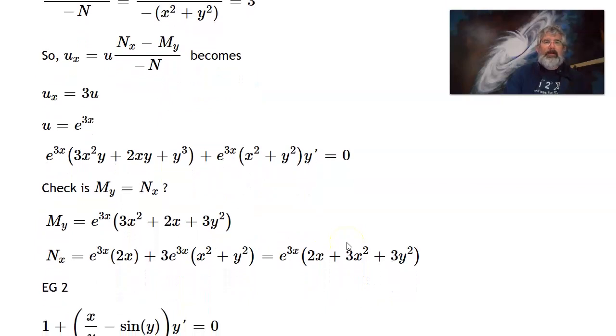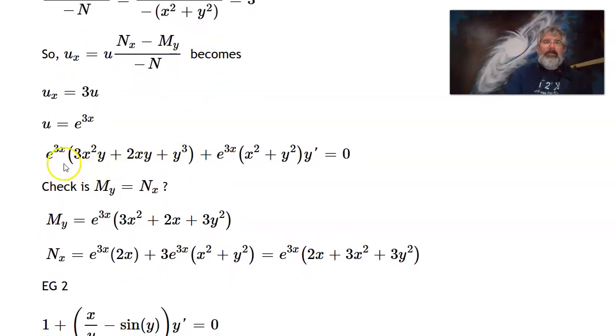We can check. Take the partial derivative of this first part with respect to y. Notice this is not a product rule because this is not a function of y out here. With respect to y, this is just a constant. So the constant comes along for the ride, then I'm taking the derivative of this stuff inside with respect to y. So 3x squared plus 2x plus 3y squared. And then I'm going to compare that to the partial of this with respect to x.